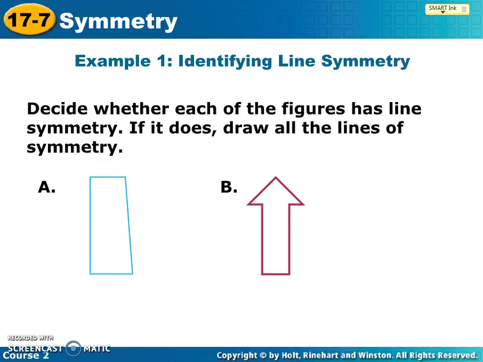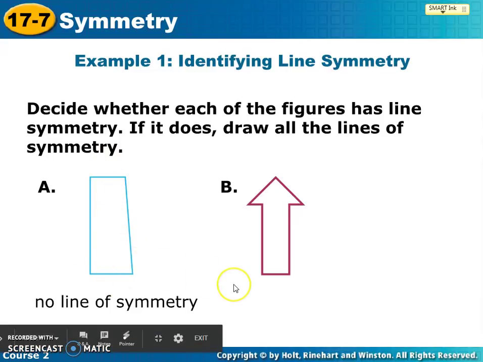So we took a look at A here. Let's visually look. Is there any way that we could cut it and fold it and it would be exactly the same? As you're peeking here, you will probably notice that no, because this right side here has kind of an angle to it, there's no way we could cut it right down the middle and fold it to make it equal. So no line of symmetry on A.